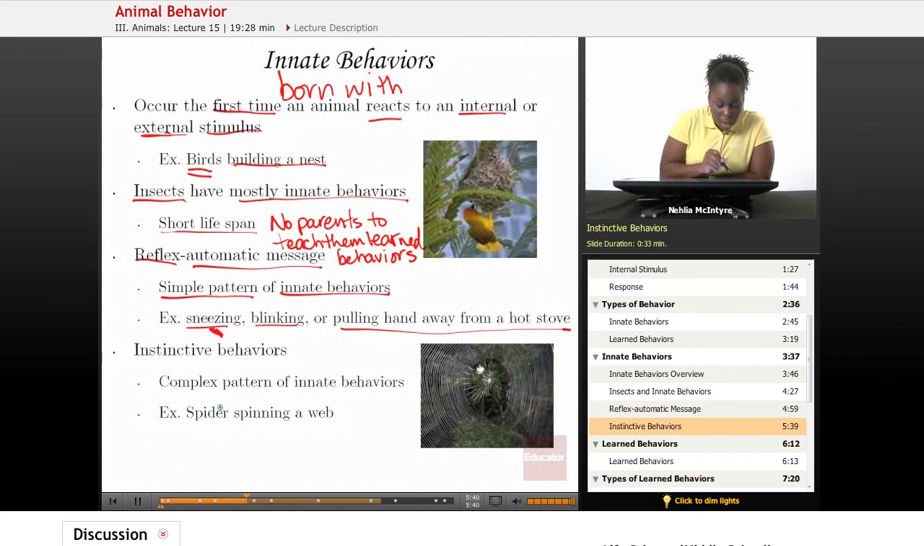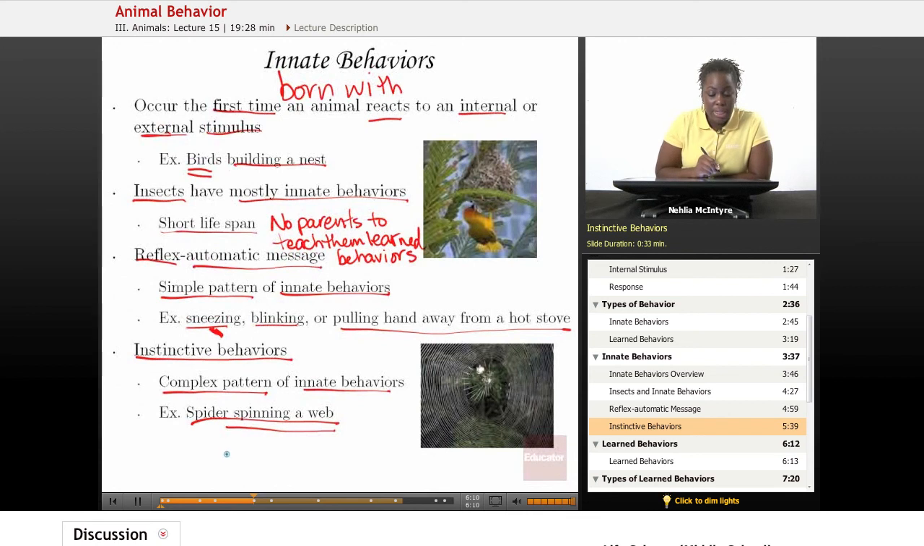And then we have something called instinctive behaviors, and those are a type of innate behavior, which is more of a complex pattern of innate behaviors. For example, a spider spinning a web would be considered an instinctive behavior. It definitely is more complex than, say, sneezing or blinking. However, a spider automatically knows that it has to spin a web. But again, just like a bird building a nest, it may take some time for that web to be perfect. But it knows automatically that it needs to do that.